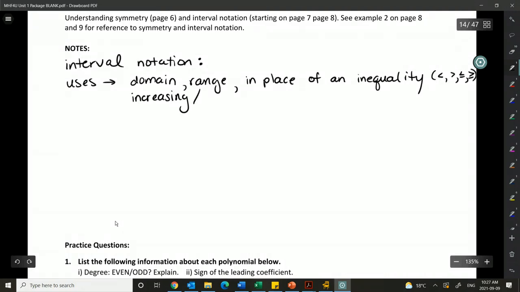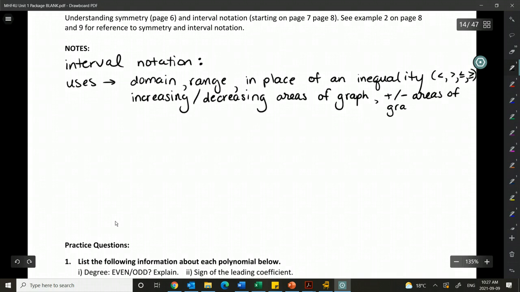are in place of domain and range. The longer sentences that we made in grade 11 could be used in place of an inequality. So anything with greater thans, less thans, greater than or equal to, less than or equal to, those types of symbols. We could use it for increasing and decreasing areas of the graph to express that. Or we could use it for positive and negative sections of the graph. Okay, so lots of different things that we can use this for.